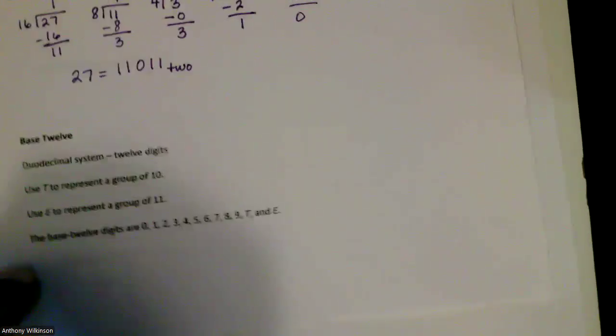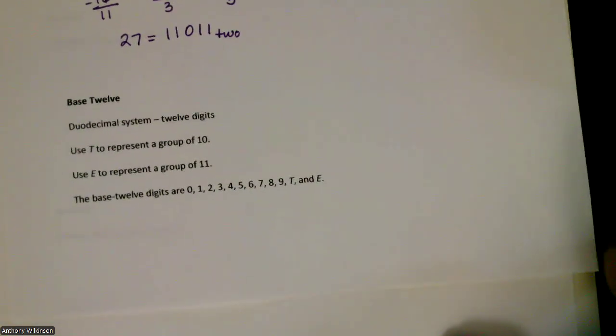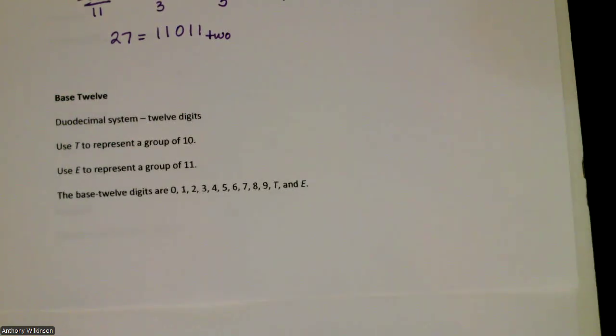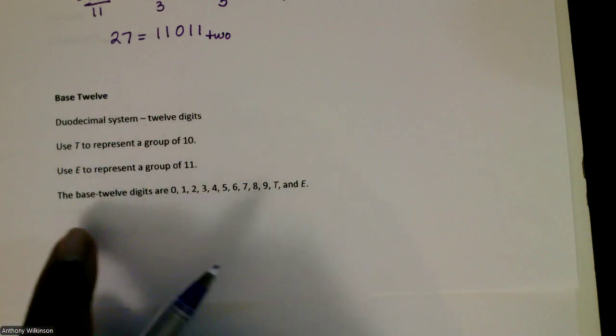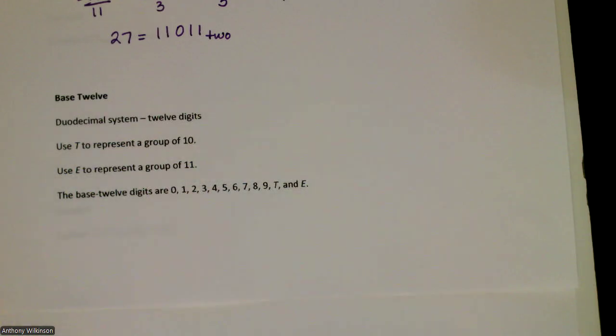Okay, another one we'll look at is base 12. In this case, this will be the last thing that I'll talk about in this video, base 12. That's the duodecimal system, 12 digits. And in this case, we use the capital letter T to represent a group of 10 and the capital letter E to represent a group of 11. So our base 12 digits will be this: 0, 1, 2, 3, 4, 5, 6, 7, 8, 9, then T for the number 10, and E for the number 11.